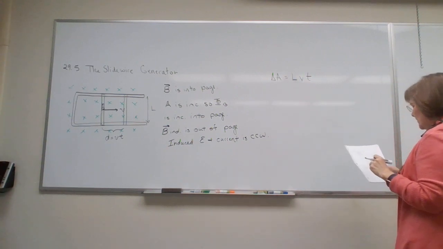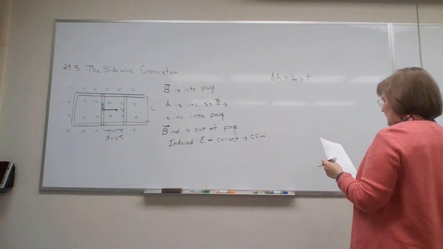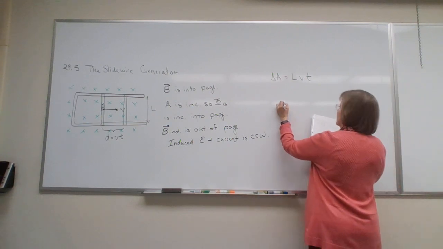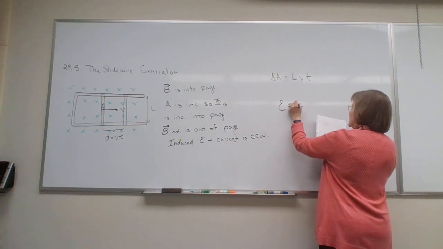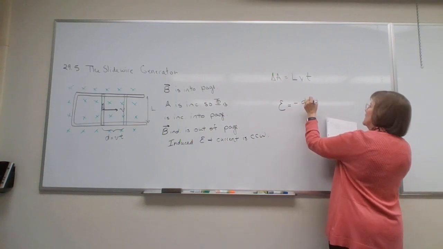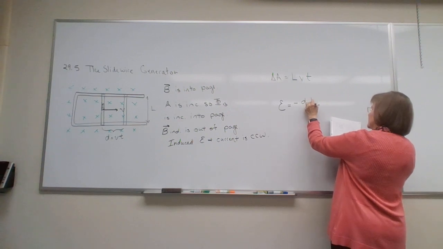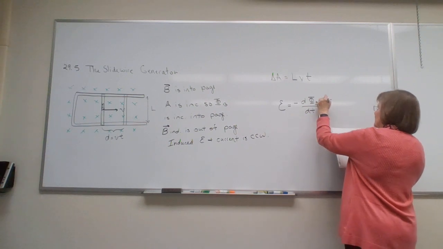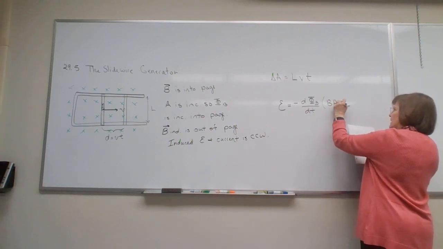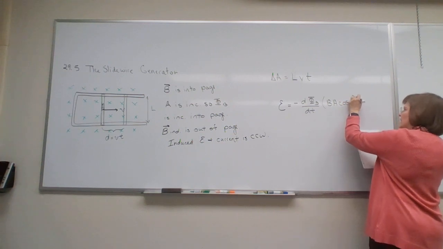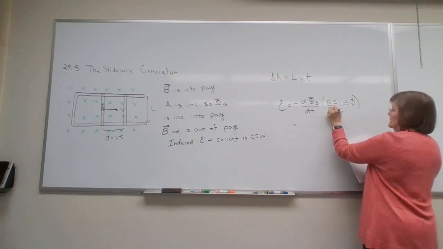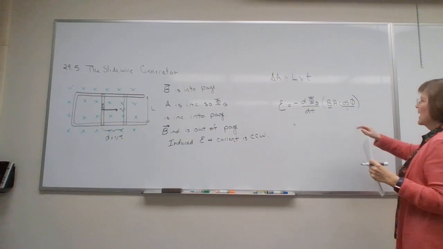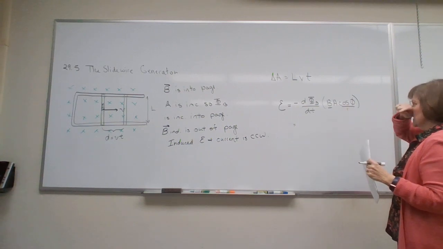That tells me how much the area is changing, or an expression for the area. The induced EMF is negative the flux times the time. That would be B times A times cosine phi. B is constant. Cosine phi is just 1. So we really just need to know how the area is changing with respect to time.